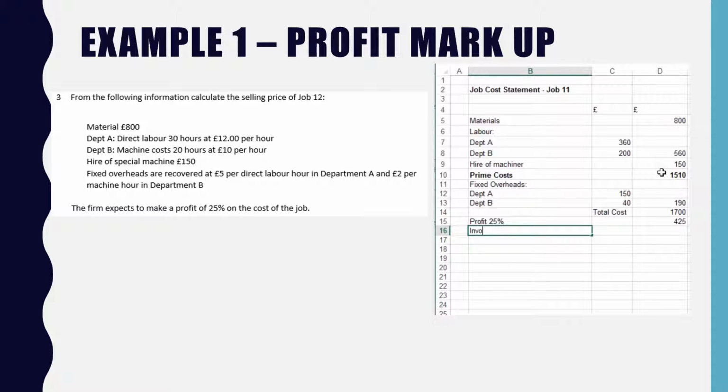So my invoice price to the customer is the total cost plus the profit that we want to make, which is £2,225. There we go.